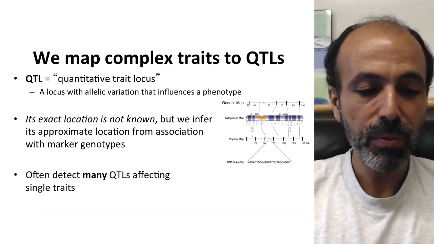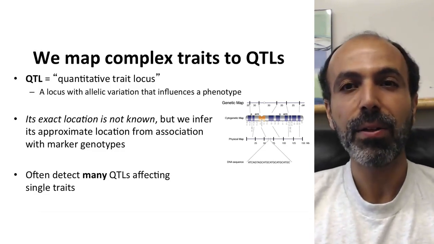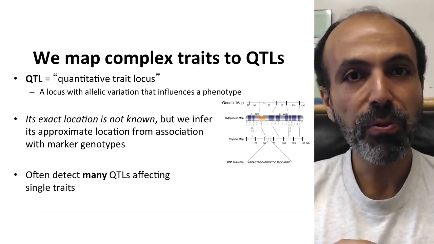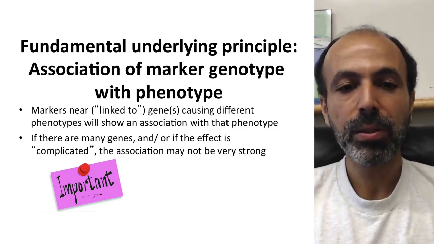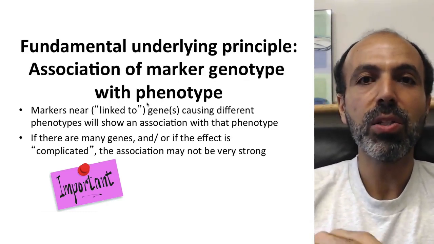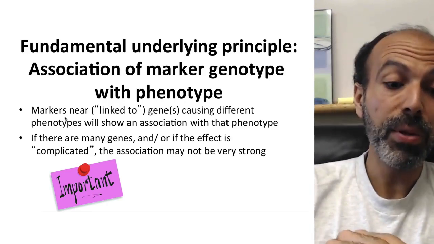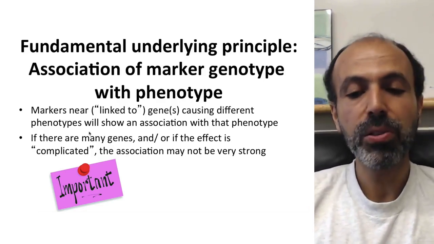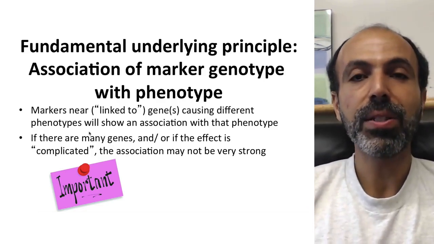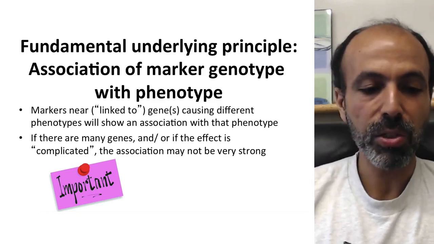Very often, we detect many QTLs affecting single traits, something like height, for example. But just as before, the fundamental underlying principle is we're looking for an association of marker genotype with phenotype. The reason for this is that markers that are near or linked to the genes causing different phenotypes should show some association with the phenotype. I'll show you what I mean by this in just a moment.